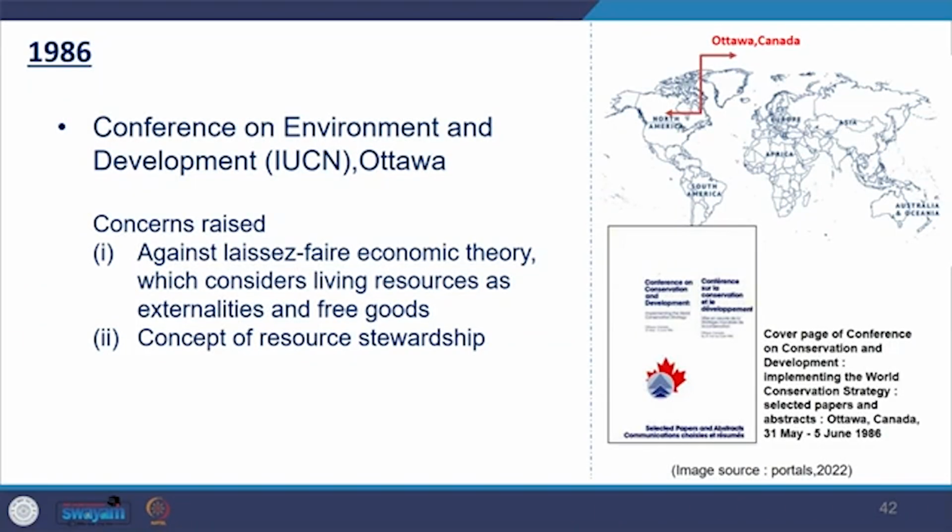So in 1986, we witnessed the Conference on Environment and Development, sponsored by IUCN, which was held in Ottawa. So here we see that participants defined sustainable development as the emerging paradigm. And there were two major concerns while they were considering this. One was against the laissez-faire economic theory, which considers living resources as externalities and free goods.